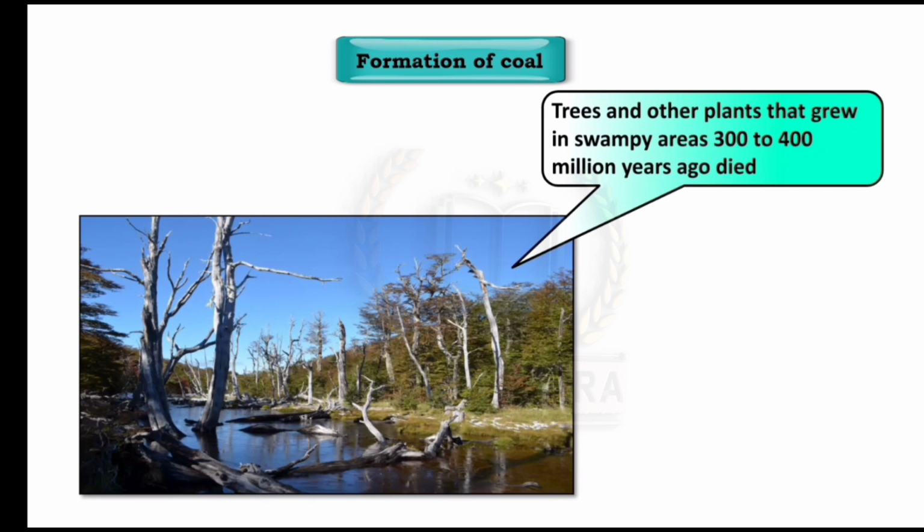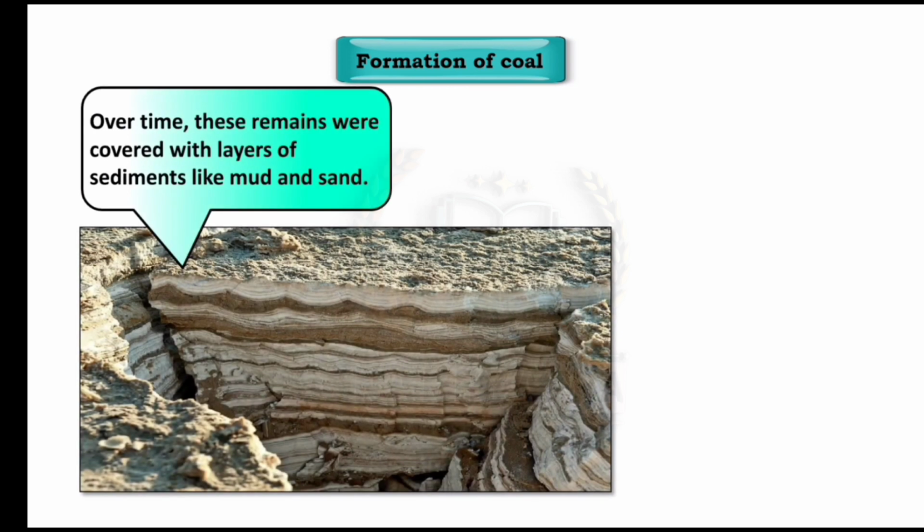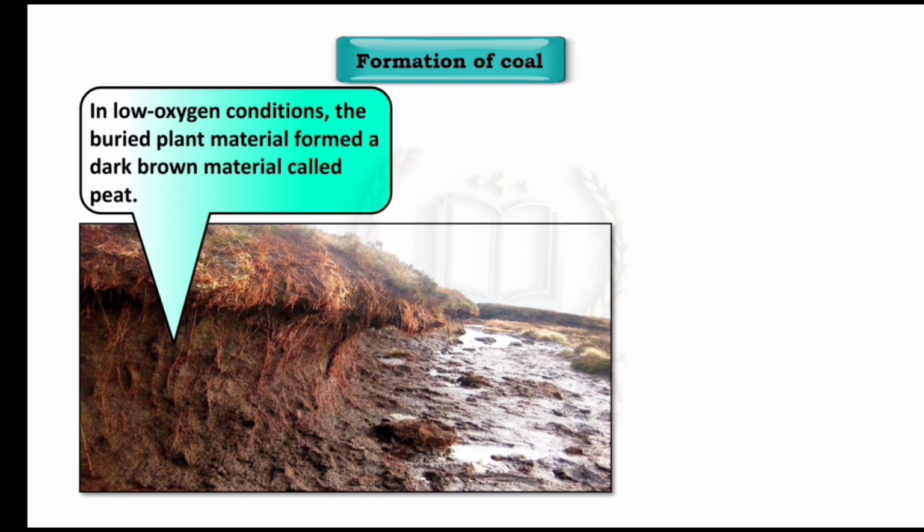So trees and other plants that grew in swampy areas 300 to 400 million years ago died, and their remains got buried in the swampy soil. See the image here. The remains of the dead plants and other things got buried in the swampy soil. Over time, these remains were covered with layers of sediments like mud and sand.